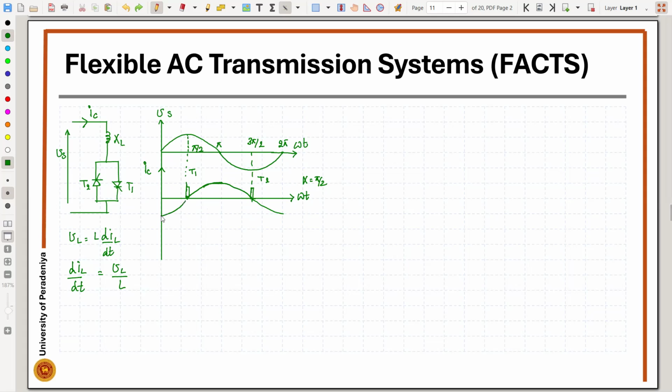Likewise, we are going to see this. So this is the current waveform when we have alpha equals 90. At that time we would have the full conduction. So this is the full conduction. This is 5/2 and 3 5/2.